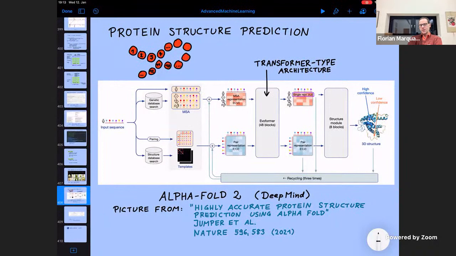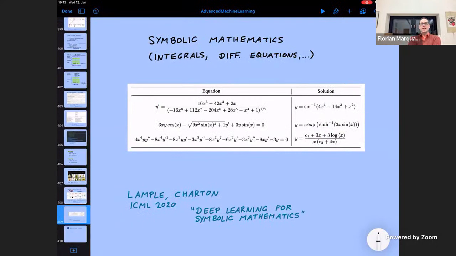As for physics, if you're interested in that, the jury is still a little bit out. I've seen, for example, a paper that tries to do dynamics prediction, because if recurrent neural networks can be used to predict dynamics, a transformer maybe can also be used to predict dynamics. It's still to be seen how much this buys us.